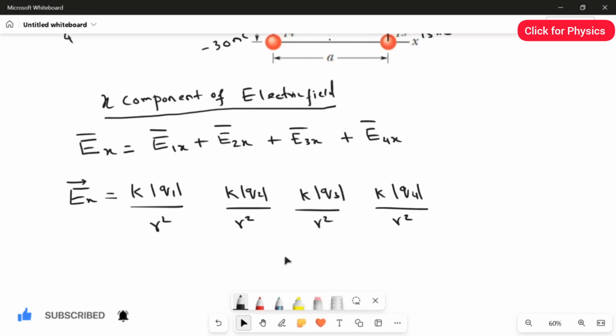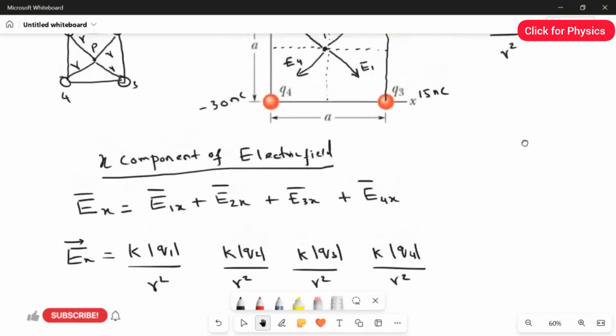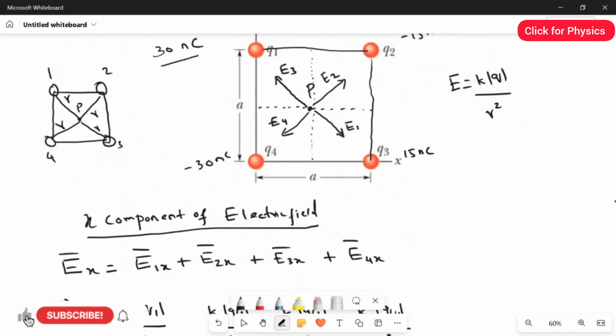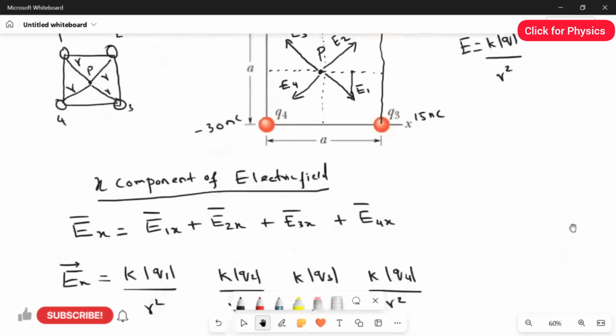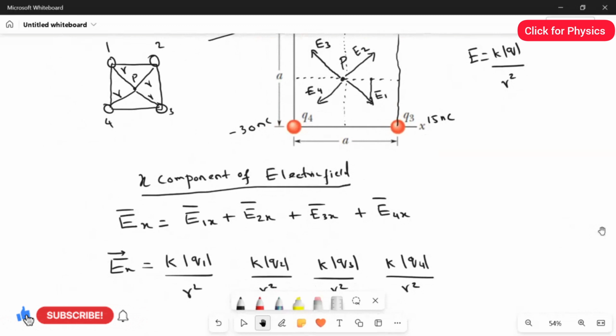Now let's go back to the diagram. You can see this is your first electric field. This is your x component, because the line touches the x-axis. So the x component here is on the positive x-axis, which means the first one takes a positive value, right? Because you have two components: the x component is this one and the y component is this one. Likewise, I have to find the x component for the second charge, E2.